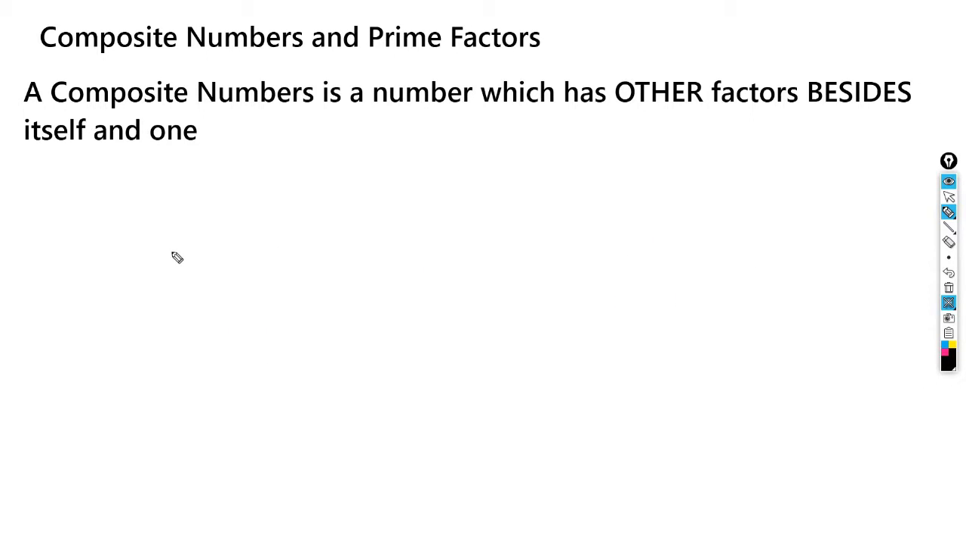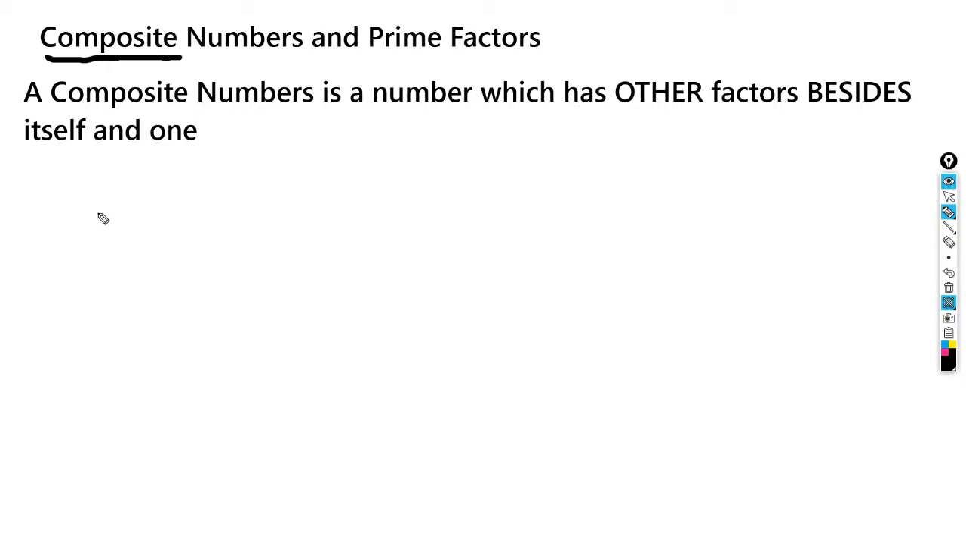Hey guys, what's up? So in this lecture, we're going to be looking at composite numbers and prime factors. Let's look at the first thing, which is composite numbers. A composite number is a number which has other factors besides itself and one. So this is basically the opposite of a prime number, right?